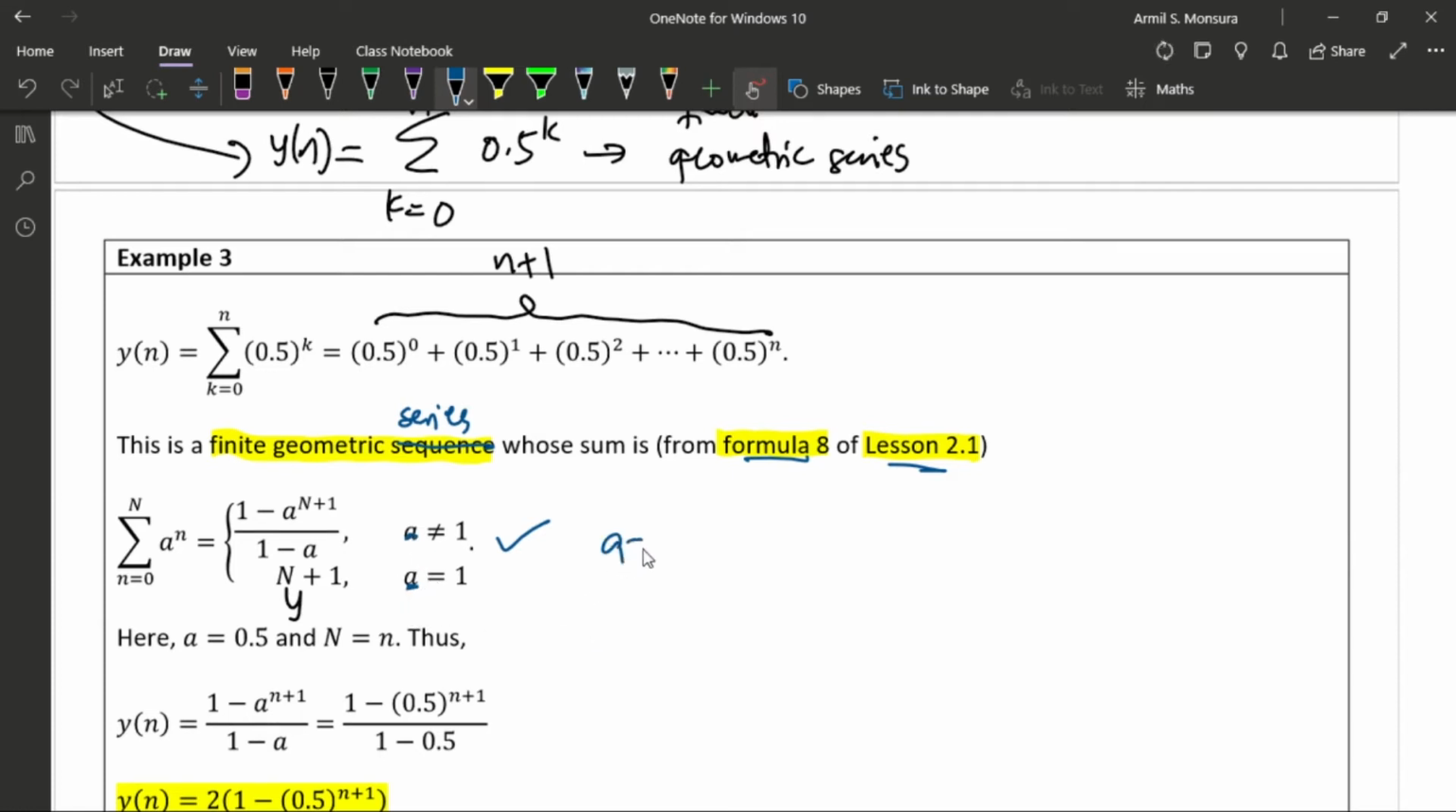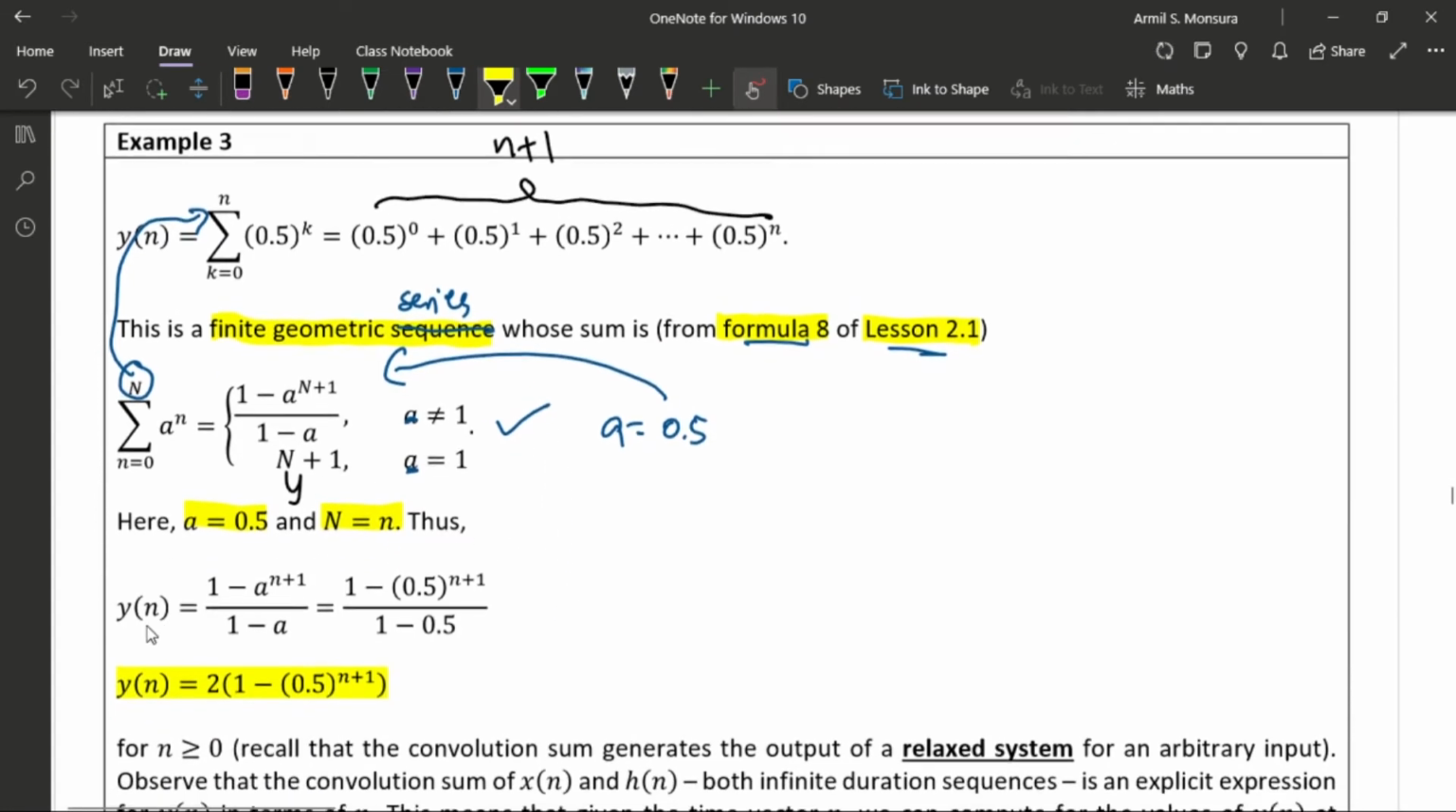In this case, our a is 0.5, so we look at the not equal to 1 case. We also see that the upper limit is our small n. So we have the parameters of our finite geometric series. Now we apply the formula: y of n equals 1 minus a raised to n plus 1 over 1 minus a. So that is 1 minus 0.5 raised to n plus 1 over 0.5. Simplifying, 1 over 0.5 is actually 2.